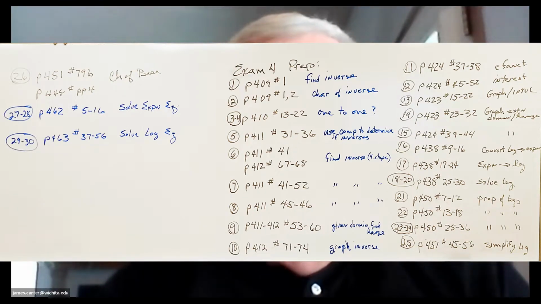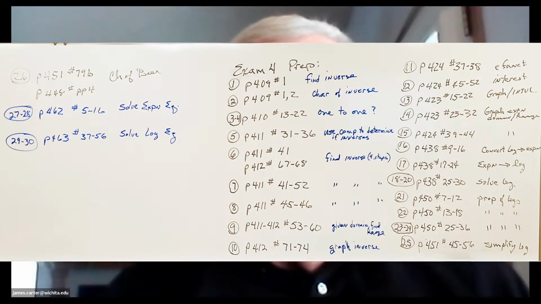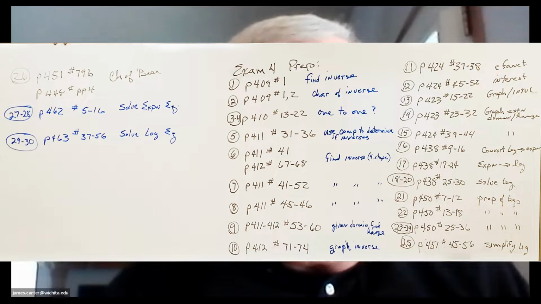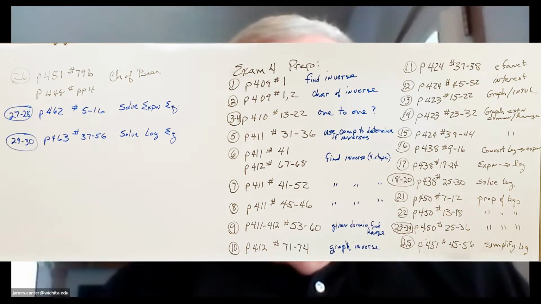Problem number 25, I give you a logarithmic expression that's expanded, and you need to contract it back to a single logarithm. In other words, you're using these properties backwards. The citation for 25 is 4.3.3, and the page is 451, problems 45 through 56. Now, that could be a natural log or it could be a regular log.